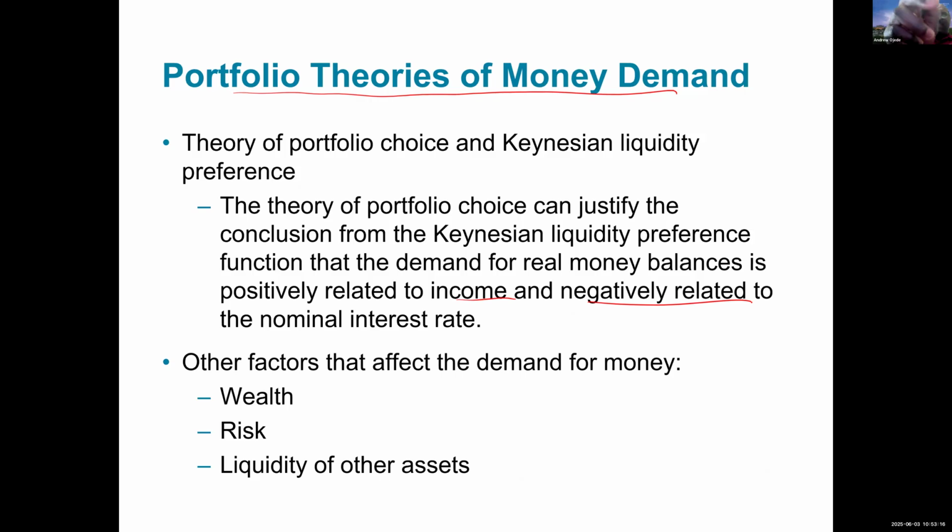Other factors that affect the demand for money, according to Keynes, are things like wealth, risk factors, and liquidity of other assets. If people are more wealthy, they're most likely going to demand more dollars. So there's a positive relationship between money demand and wealth. What about risk? You could think about risk in two ways.